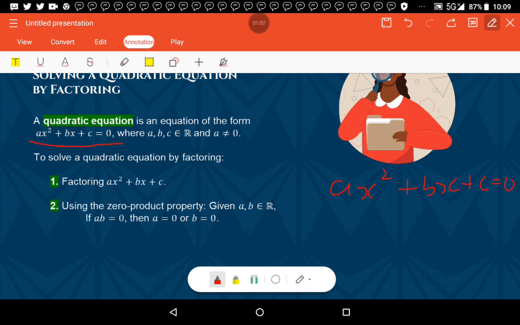So the general formula that can be used in finding the value of x is x is equal to minus b plus or minus square root of d, divided by 2a. You need to memorize and master this formula. When you know this formula, it will be very easy for you to solve any quadratic problem using the general formula.